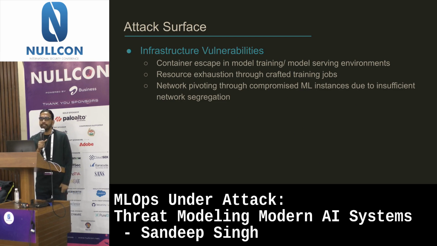The interesting bit is that there is a company called Oligo. They did research on that, and they found that this lack of authentication was actually being exploited in the wild. They disputed it because they said it's an internal use thing, so you can deploy your own reverse proxy and do your own authentication. Then there's network pivoting through compromised ML instances due to insufficient network segregation. So infrastructure vulnerabilities pretty much remain the same as what you would see in AWS environments or Azure environments or places like that.